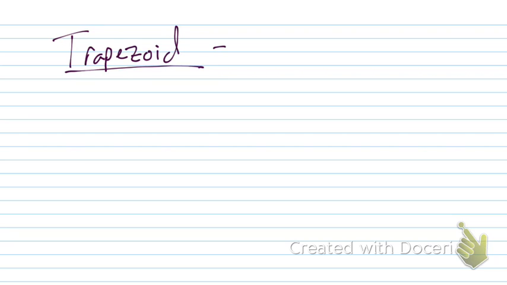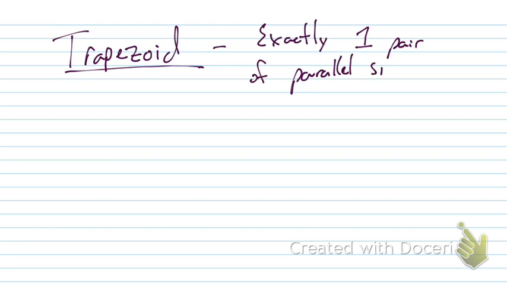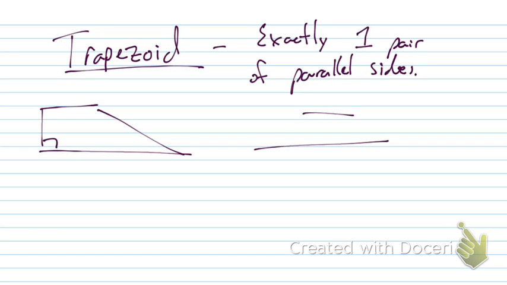So, a trapezoid has exactly one pair of parallel sides. That's what makes something a trapezoid. A lot of them look like this, which would be the most common, but assuming that these are parallel. Again, we're going to be looking for that perpendicular height on these as well, guys.